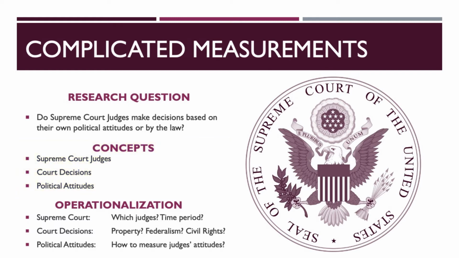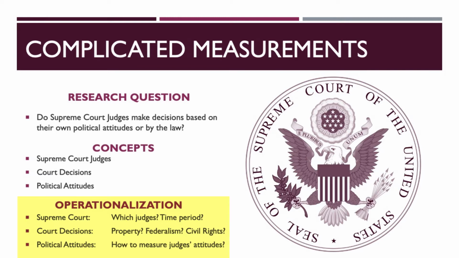So how do we operationalize these things? Well, we're talking about the Supreme Court, those judges, that's our unit of analysis. Which judges are we going to examine? Is there a specific time period? How do you justify that time period? Court decisions. Well, obviously the court makes decisions on lots of different issues. Do we think that political attitudes might be more likely to affect decisions in a specific domain area like property, federalism, civil rights, and political attitudes?